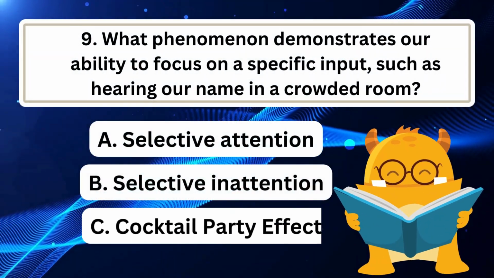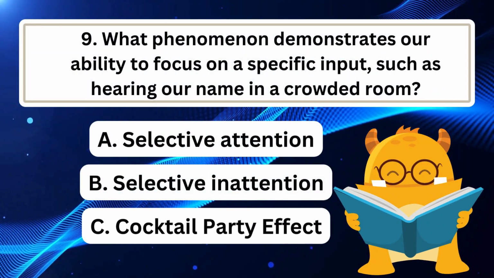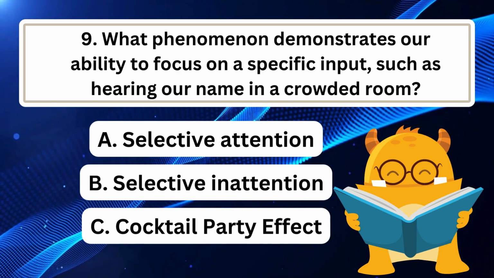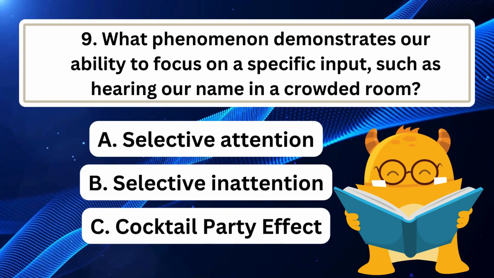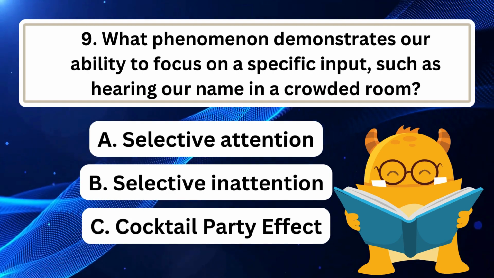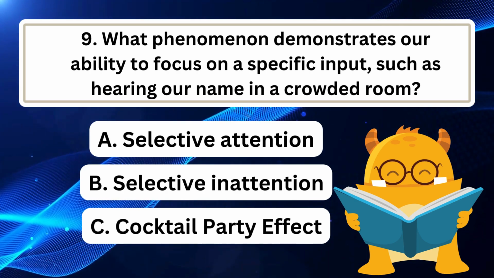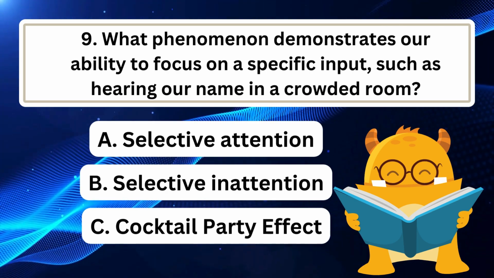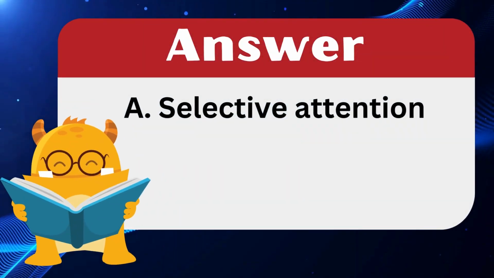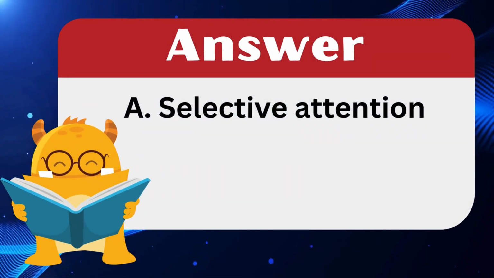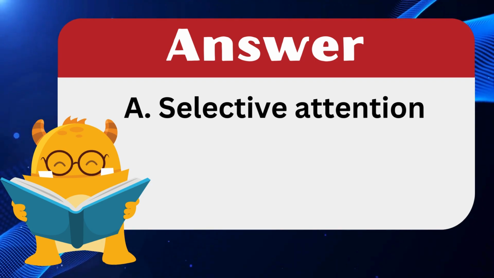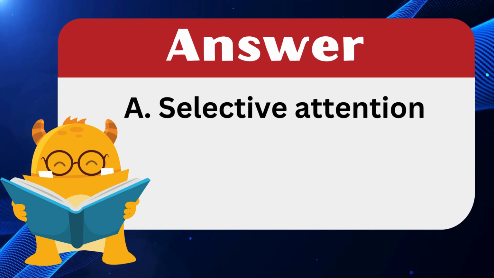9. What phenomenon demonstrates our ability to focus on a specific input, such as hearing our name in a crowded room? A. Selective attention. B. Selective inattention. C. Cocktail party effect. A. Selective attention. The cocktail party effect illustrates selective attention, focusing on a specific input amid distractions.